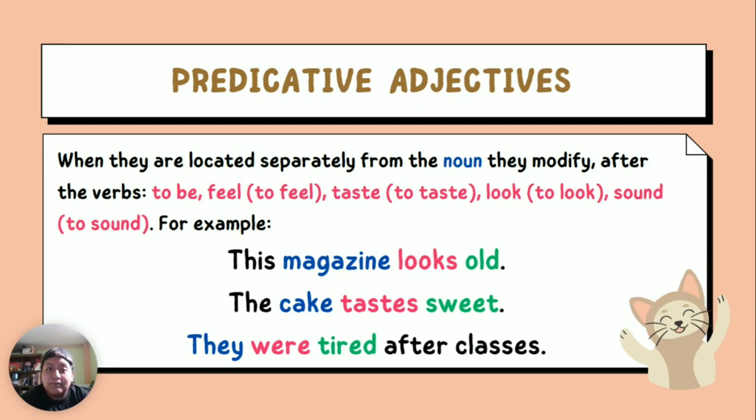Next example. The cake tastes sweet. Cake is the noun, taste is the verb, and sweet is the adjective. They were tired after classes. They is the noun, were is the verb to be in past, and tired is the adjective.